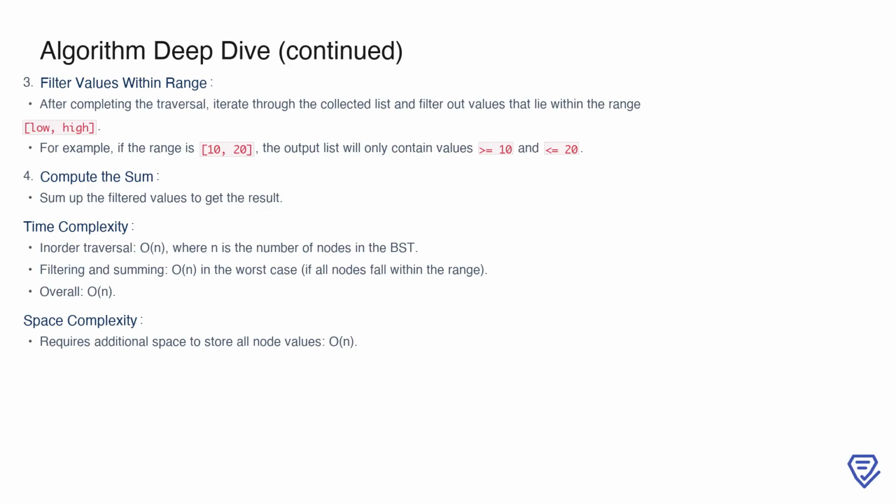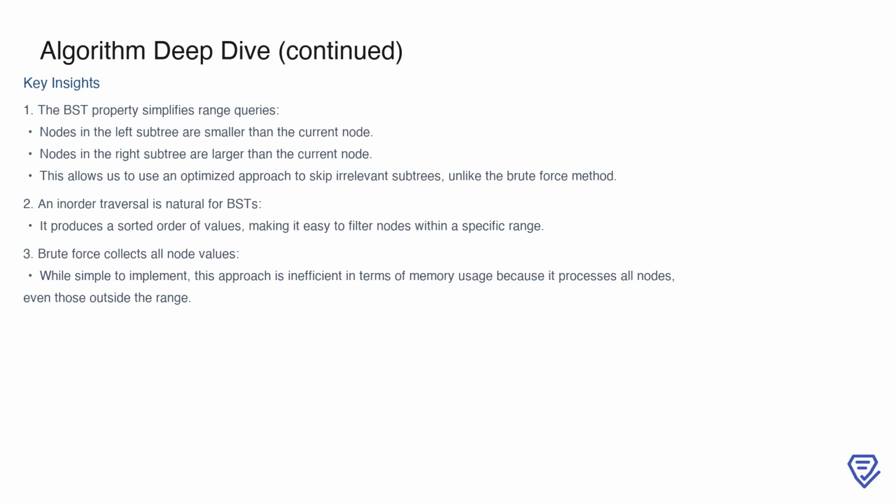However, it also requires additional space of O(n) to store all node values, which is not efficient when dealing with large trees. This brute force approach, while straightforward, highlights some important insights. The BST property plays a crucial role in simplifying range queries. Specifically, nodes in the left subtree are always smaller than the current node, and nodes in the right subtree are always larger. This property allows us to optimize our algorithm by skipping irrelevant subtrees.